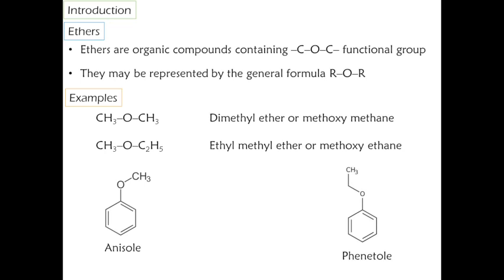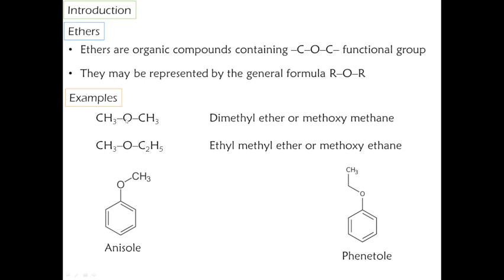Ethers are organic compounds containing C-O-C. This is the functional group, the C-O-C functional group, and they may be represented by the general formula ROR. So you are familiar with this structure. R-O-R dash can also be there if one of the alkyl groups is different in nature compared to the other one. For example, here we have two types of ethers possible: one is symmetrical ether and another is asymmetric ether.